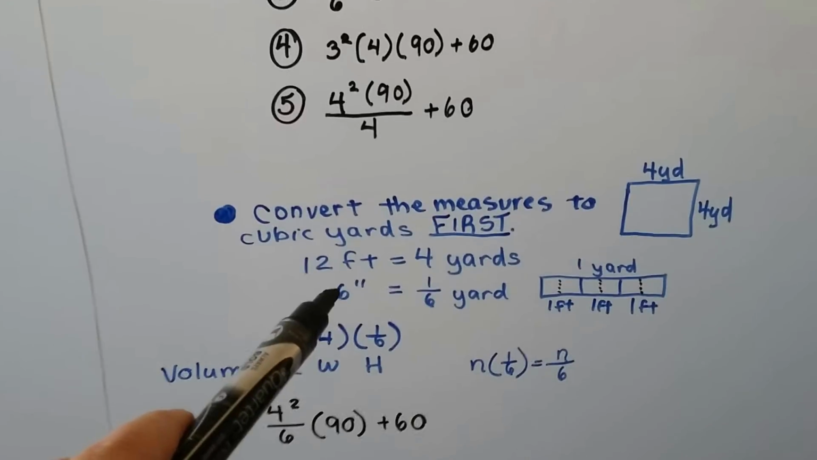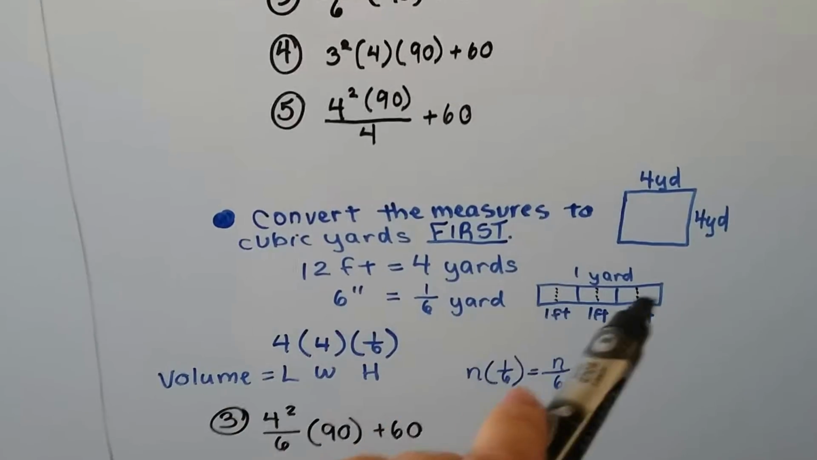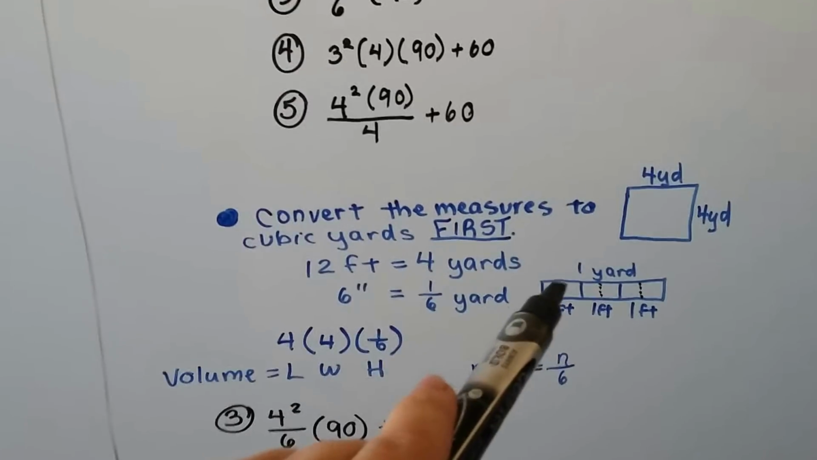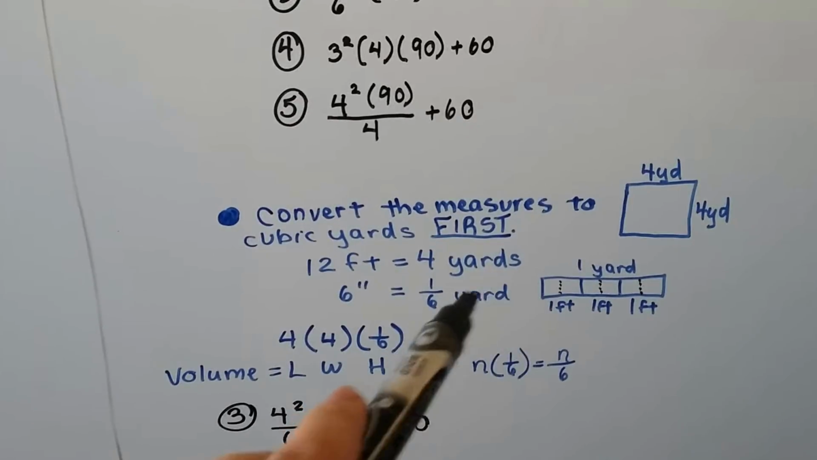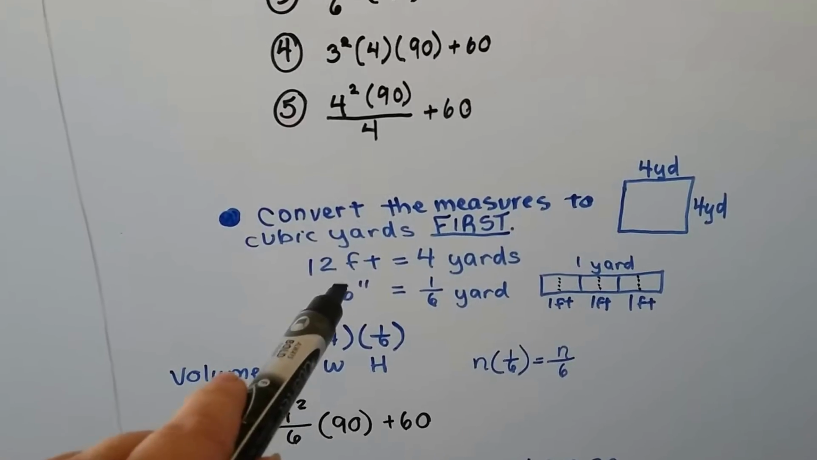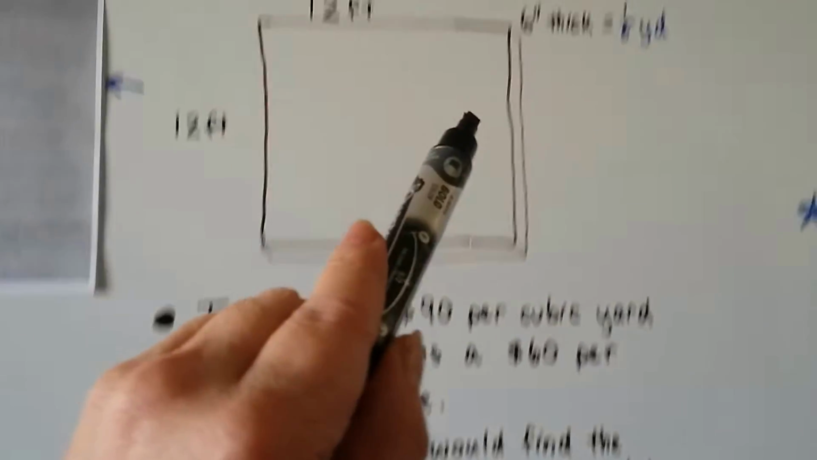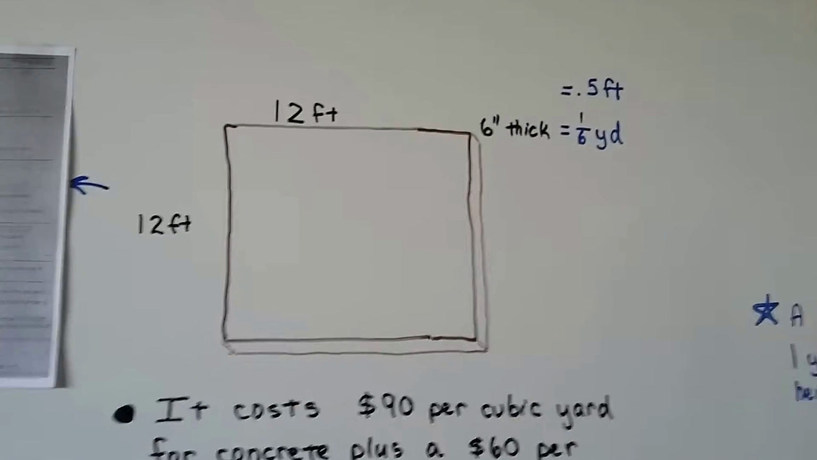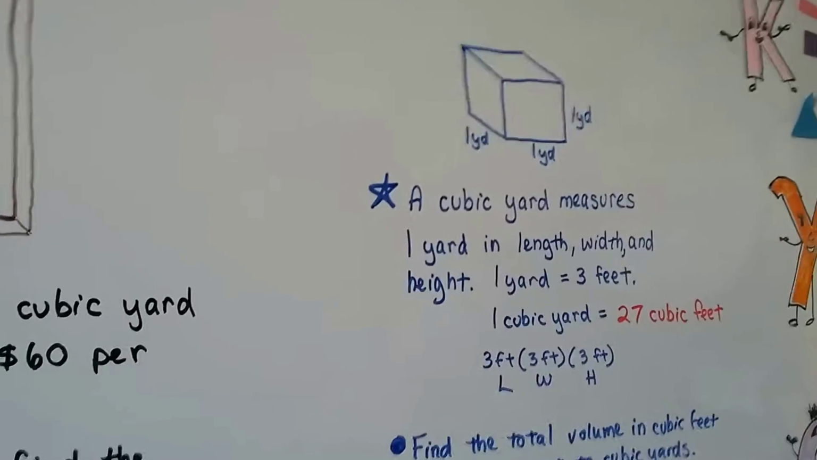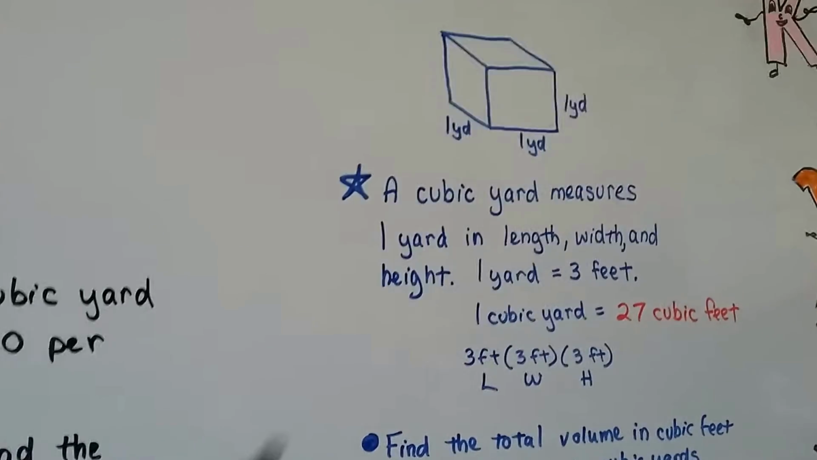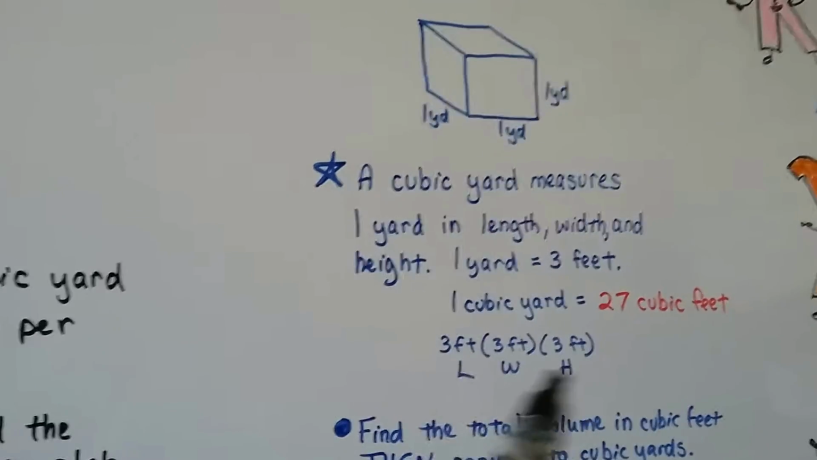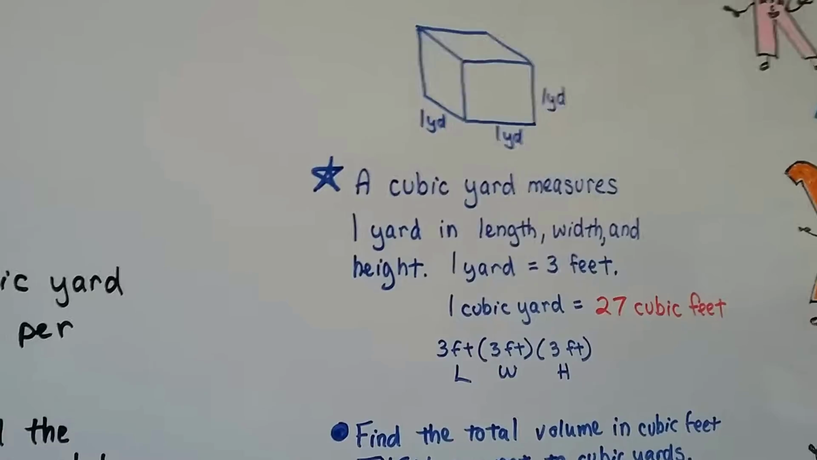Now, it was 6 inches thick, and 1 yard is 3 feet, 6 inches is half a foot. That means there's going to be 1/6 of a yard for the 6 inches. That 6-inch thickness is 1/6 of a yard. It's also half of a foot, okay? And you have to keep in mind that a cubic yard measures 1 yard in length, width, and height. So that's 3 feet times 3 feet times 3 feet. See? That's 27 cubic feet.